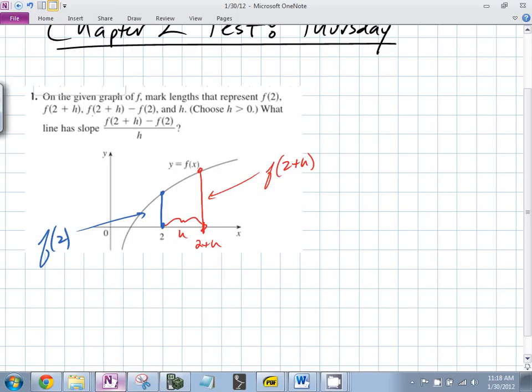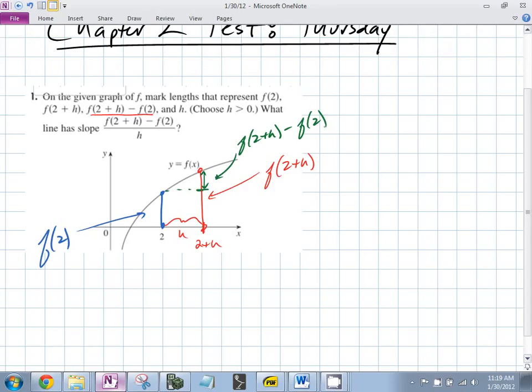And then it says, what? Then you need to mark f of 2 plus h minus 2. Where's that going to be? Well, you just go straight over it here and you cut it off. So this distance right here is f of 2 plus h minus f of 2. That's it. There it is. And you should make h positive. They wanted h to go to the right, is all they were saying with that.